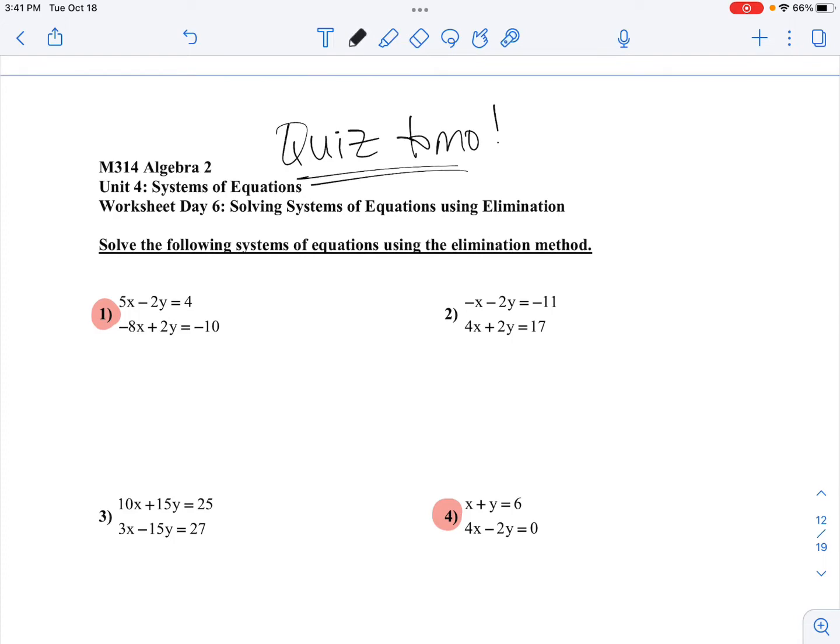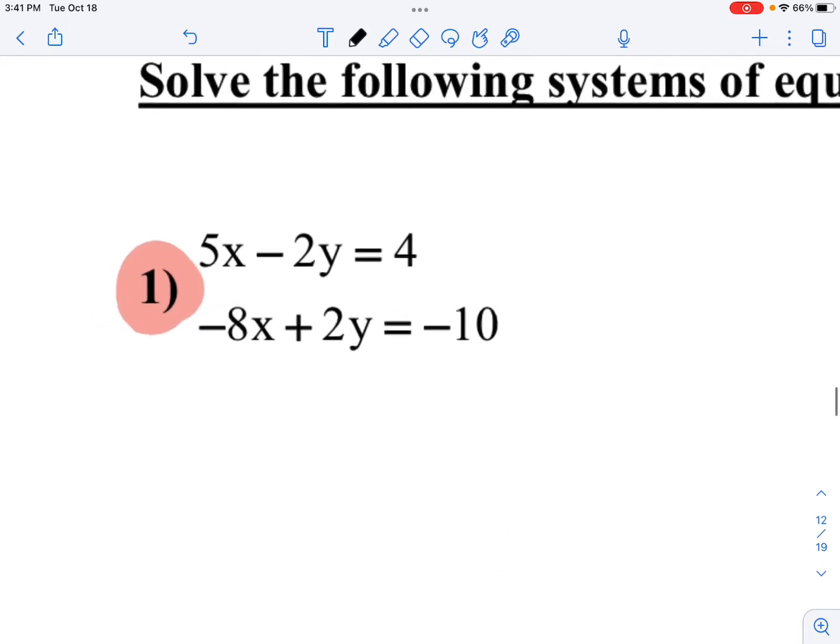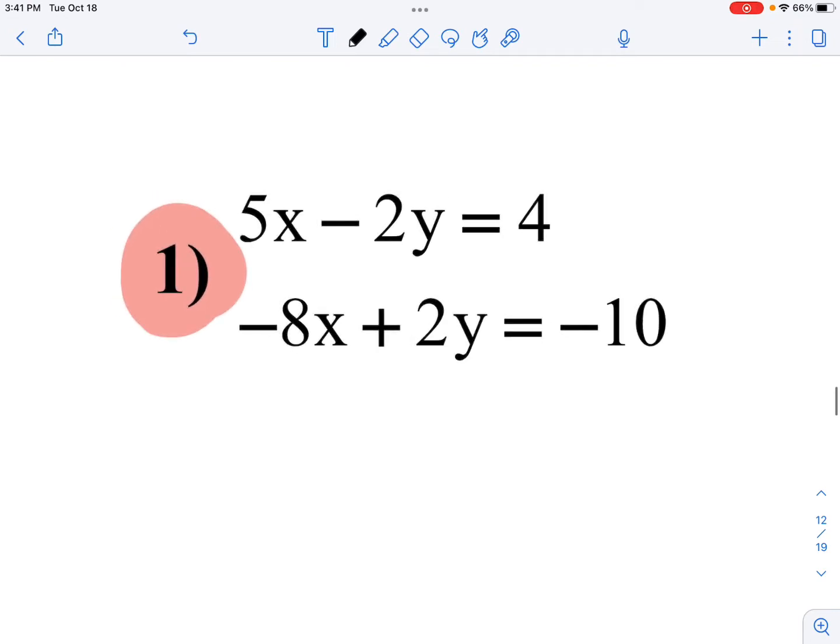So I'm going to start with number 1. You can see the highlighted ones are the ones that I'm going to do. What I'm noticing right away about number 1 is look at my y's. These are all nice and lined up and set up to be eliminated right away if I just add the two lines together. So I'm going to put a plus sign here and I'm going to add.